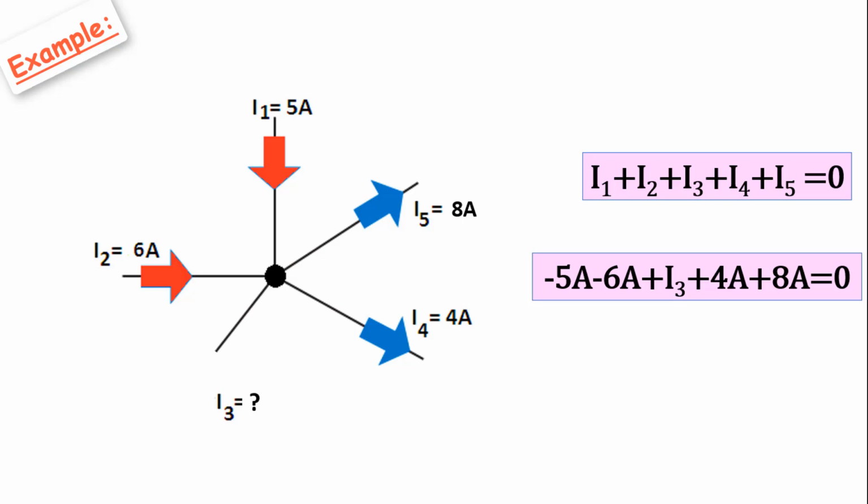It will be minus 5 amps minus 6 amps plus I3 plus 4 amps plus 8 amps equals 0. From here, we find the current I3 as negative 1 amp. So what does the negative mean here? It means that the current I3 is also coming to the node. Its value is 1 amp. If we found the result positive, we could say that this current is going out of the node. Now we can easily see that the incoming currents are equal to the sum of the outgoing currents.